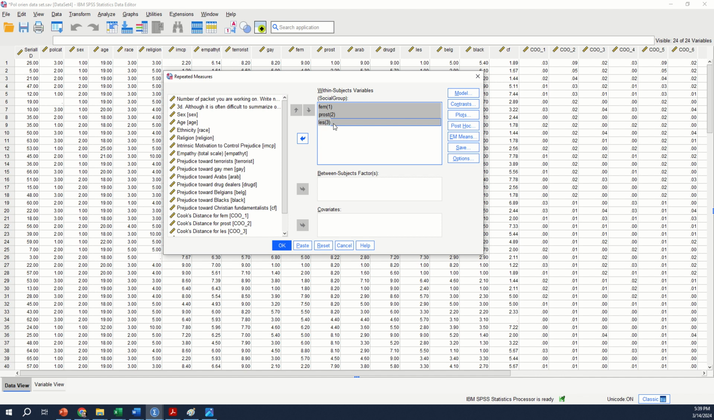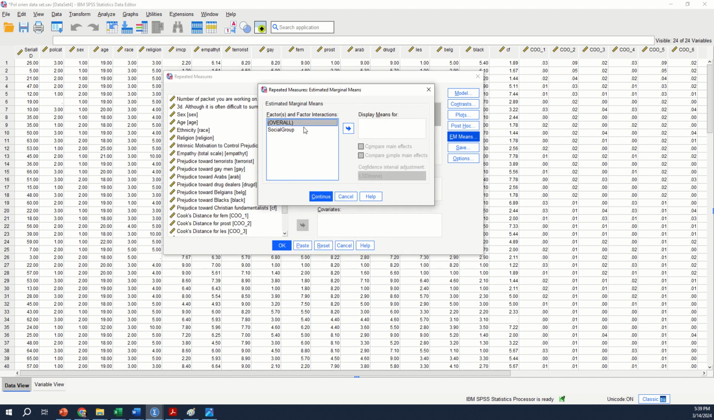The order of these is completely arbitrary. I am just entering them based upon the order that they appear in the data set. And I believe this is the order that they appear in the lecture slides. So just going to keep this order. And then next, we would like to go to EM means, and you'll get this little box that pops up, and we want to bring our within subjects factor over, social groups. We'll say display means for, we'll click compare main effects, and then we will select Bonferroni.